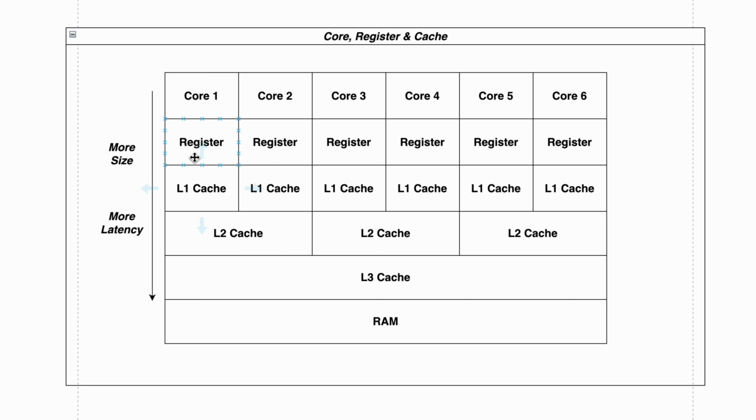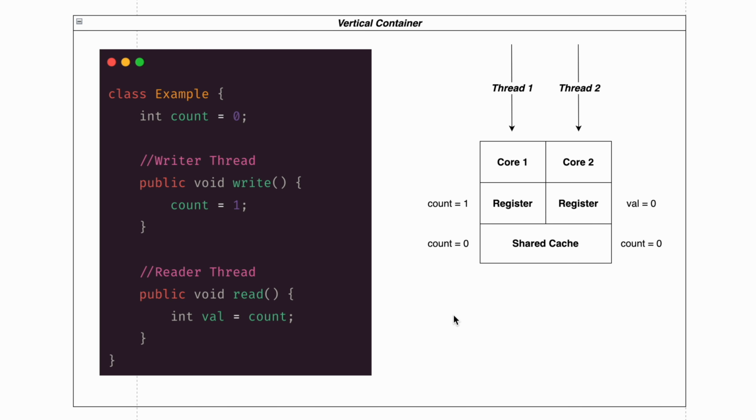But since register is closer to the core as compared to the L1 cache and L2 cache, register would be faster, in fact the fastest type of memory, whereas RAM is the most farthest one from the core, so it is the slowest of the lot. So the RAM would be the slowest memory and the register would be the fastest memory. Let's see this diagram. What we have here is a code snippet, and basically we have two methods.